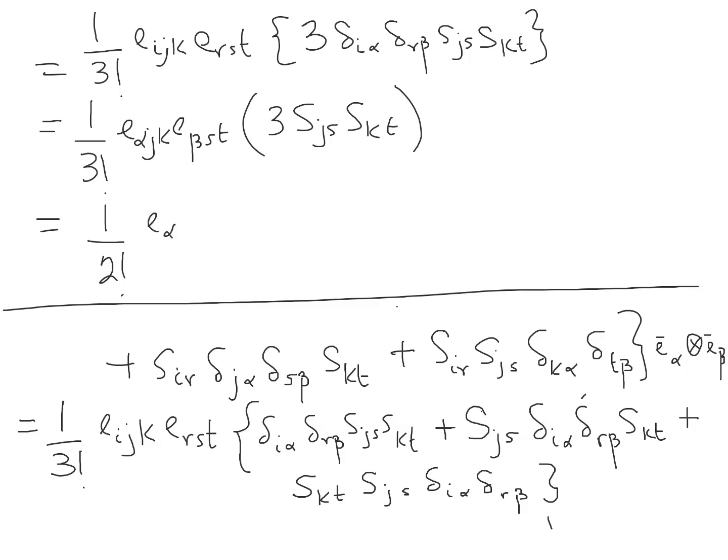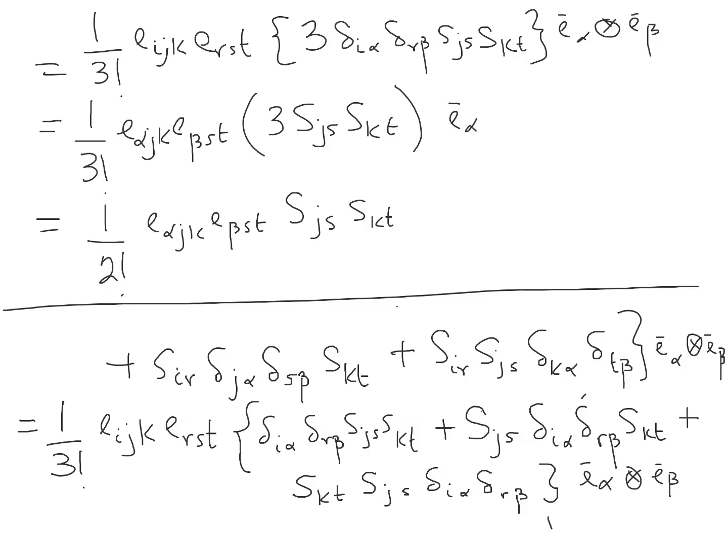So this gives you e_alpha JK e_beta ST S_JS S_KT, and the dyad. Never forget this. Because we are in component form, this is what makes this a tensor. Without that dyad written, what we have here are just scalars. Okay.